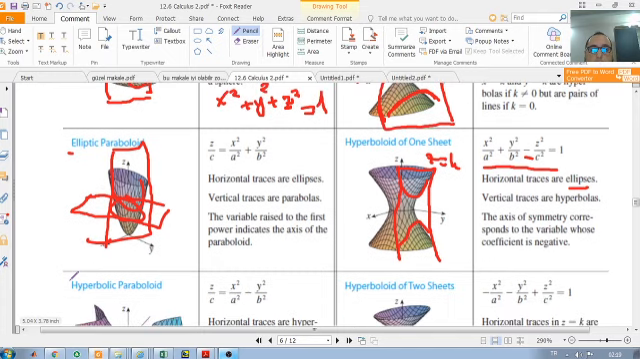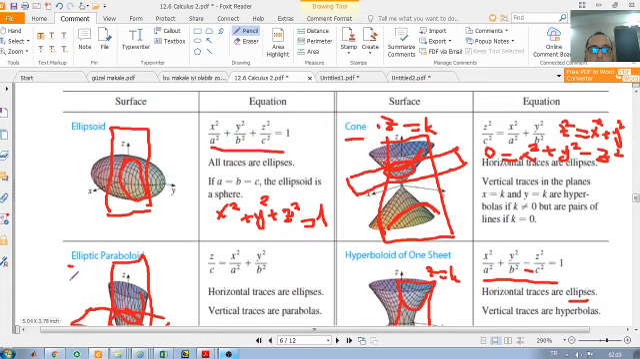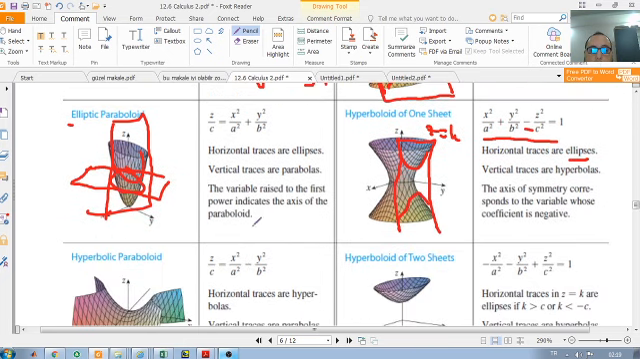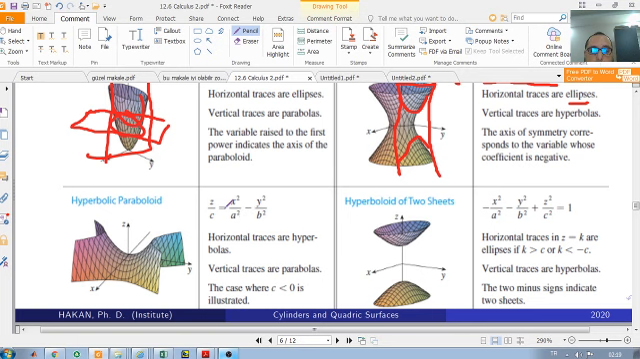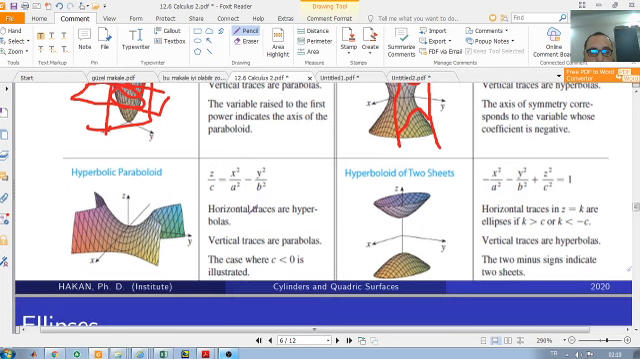Therefore, when you write an equation of a surface in three-dimensional coordinate system, you should be careful to get the true surface. So horizontal traces are hyperbolas. If you sketch a horizontal plane, and you intersect this plane with the graph of the hyperbolic paraboloid, the intersection curve will be a hyperbola.